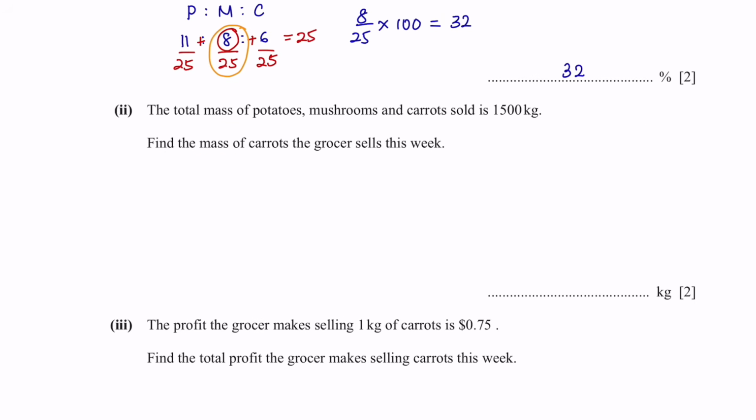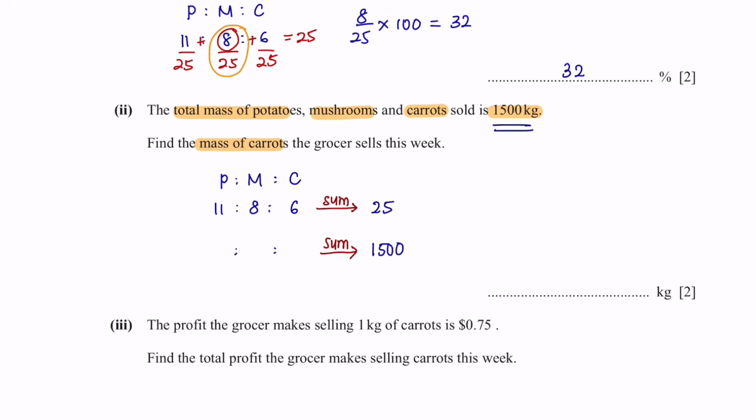Next, part 2. The total mass of potatoes, mushrooms, and carrots sold is 1,500 kilograms. Find the mass of carrots the grocer sells this week. The sum of ratio for potatoes to mushroom to carrots is 25. And if we compare this to kilogram, the total is 1,500 kilograms. And we're looking to find the mass of the carrot. The way I like to solve ratio type of questions is I find the relationship. The actual number is the ratio times 60, meaning that the actual masses are also the ratio times by 60. So the actual mass for carrot would be 6 times 60, which is 360 kilograms.